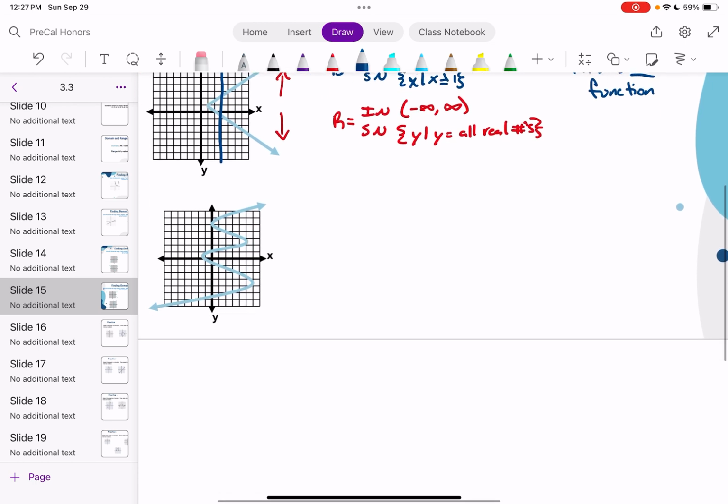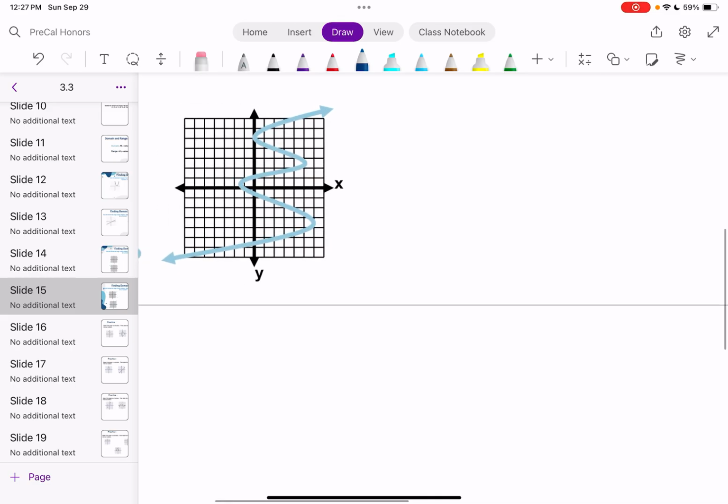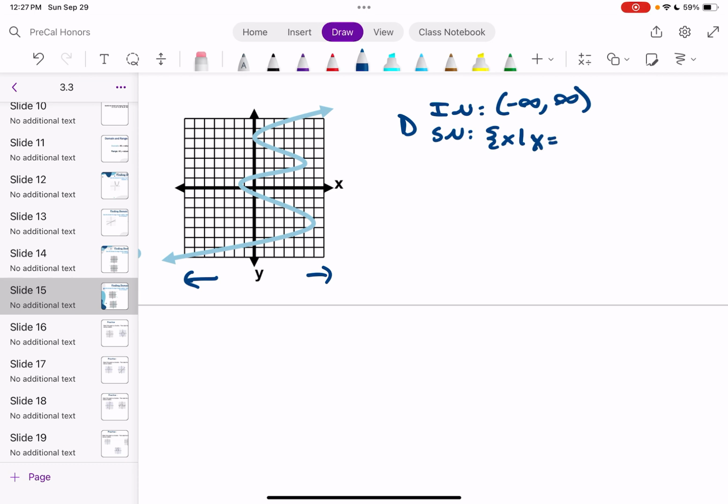In our second example, we take a look at the domain in interval notation. As we are taking a look at the x, keep in mind it is extending towards negative infinity and positive infinity, which means parentheses negative infinity to positive infinity. And our set notation would be x such that x is equal to all real numbers.